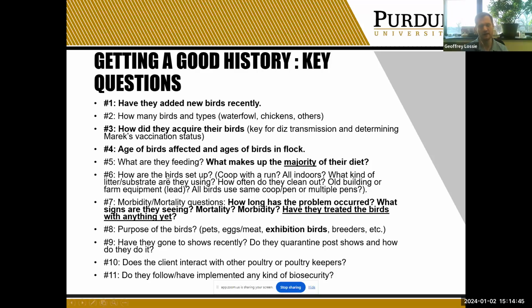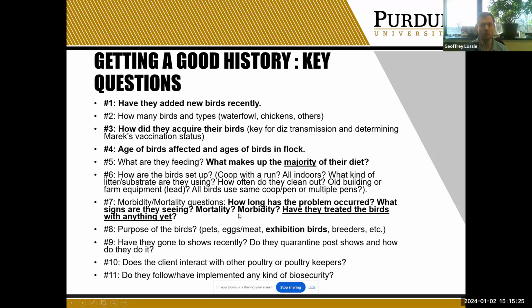And other things to keep in mind if you are trying to help someone figure out what disease might be going on, or if you're going to be the one providing history to a veterinarian or that extension specialist. Big questions to ask is, how long has the problem occurred? Again, this should be very similar to questions that your veterinarian will ask you for your dog or cat, or your medical doctor if you're talking to them. What signs are they seeing? What is the level of mortality? So the number of birds that have died potentially due to this illness event.